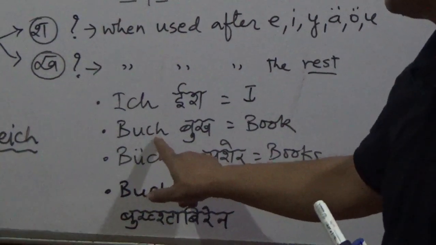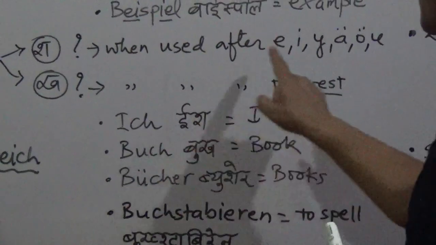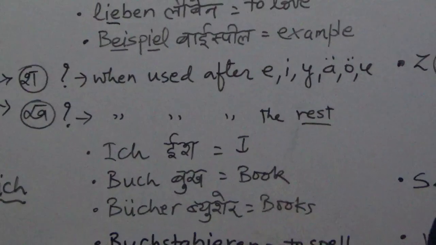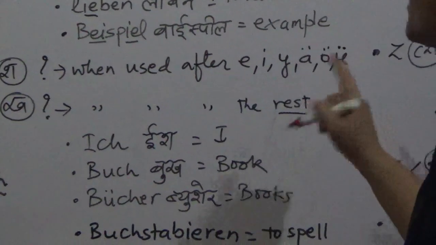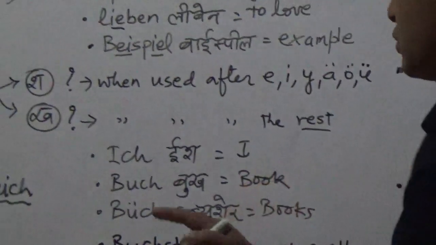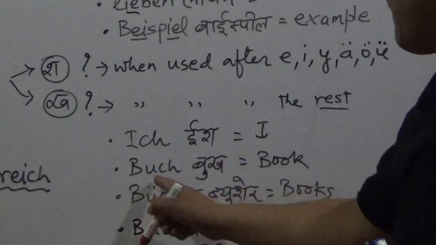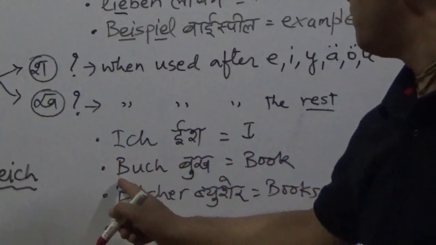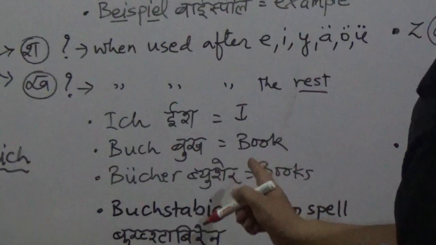B-U-C-H. Here this CH is coming after something other than E, I, Y, A umlaut, O umlaut or U umlaut. Mind it, there is a difference between U and U umlaut. So here it is not umlaut. Therefore it will give the k sound. So it is Buch. Buch means book.